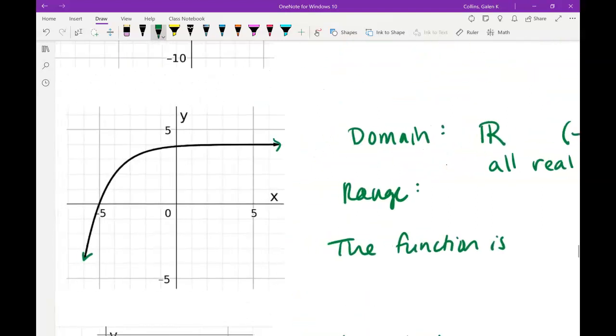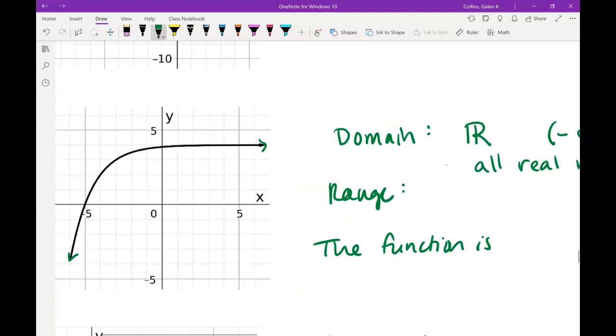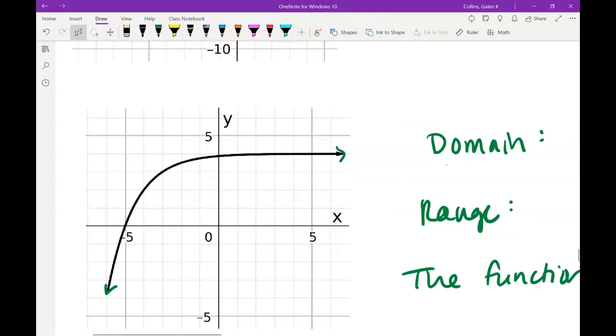The range, I'm going to say again, it really kind of looks like it might be a reflection of a type of exponential function.